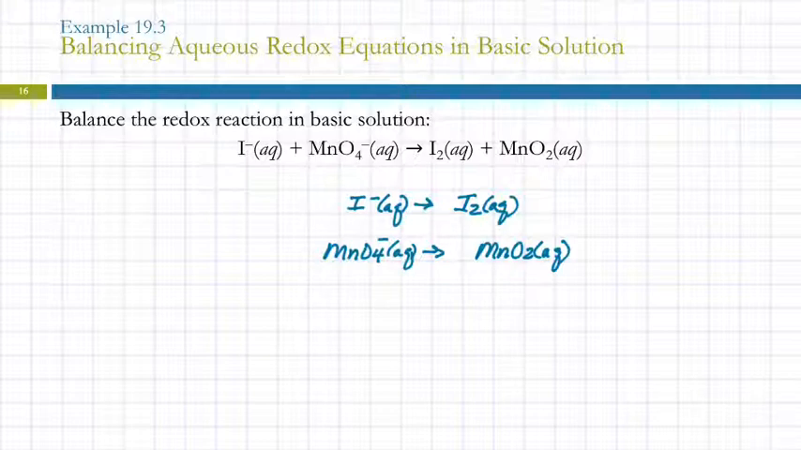So we'll balance with respect to mass. This first one we have I2, and here there's only one I minus, so I need to put a 2 in front of that so that the I's balance. Down here I have 1 manganese on each side. I have 4 oxygens on the left and 2 oxygens on the right. So I need to add 2 more oxygens to the right side, and I do that by adding water molecules.